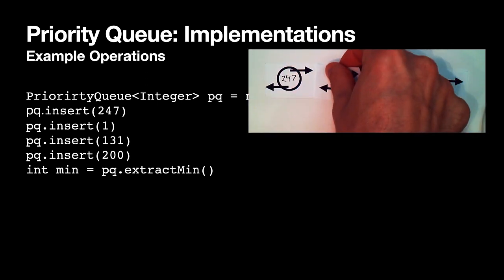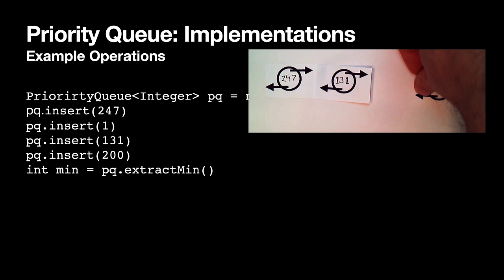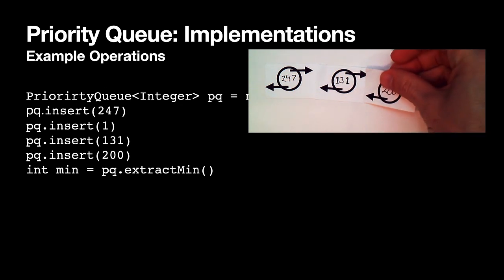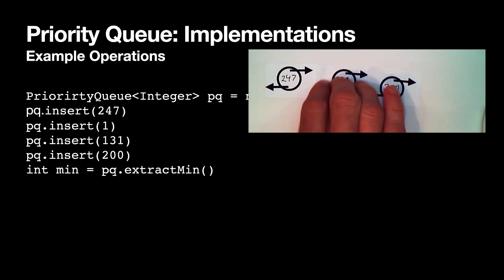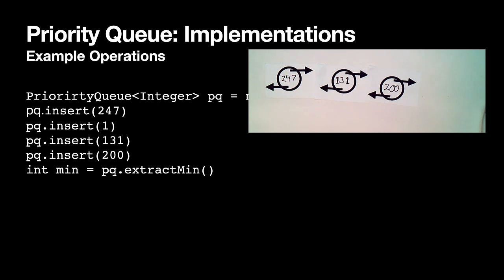So we will go ahead and extract it and return it. And our list will now contain just the 3 items, 247, 131, and 200. So our first call to extract min removed and returned the number 1. Let's go ahead and do a couple more operations.